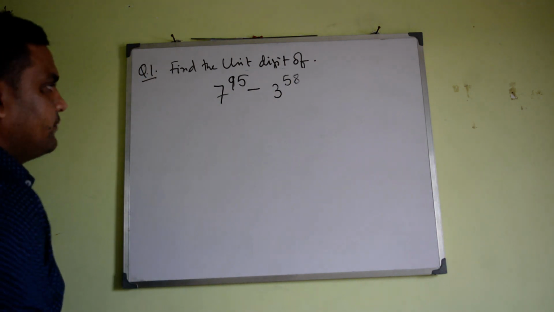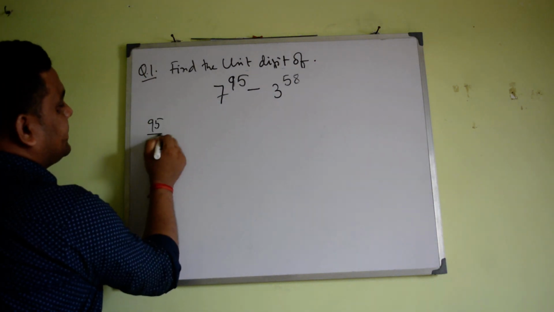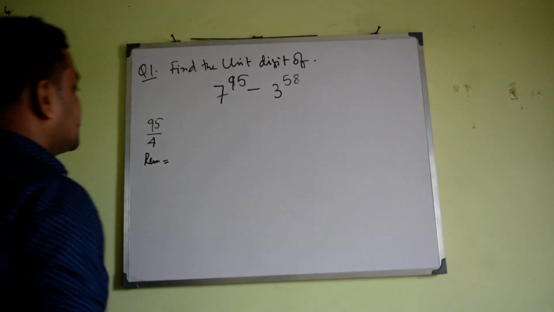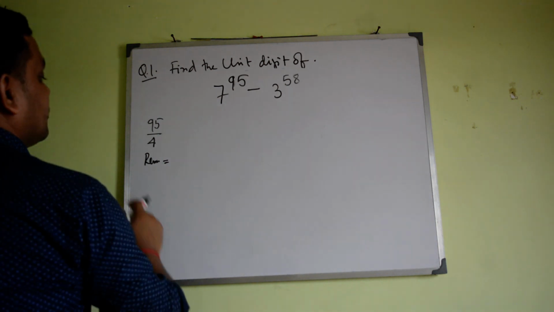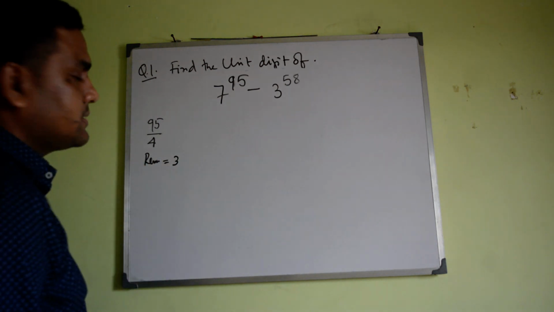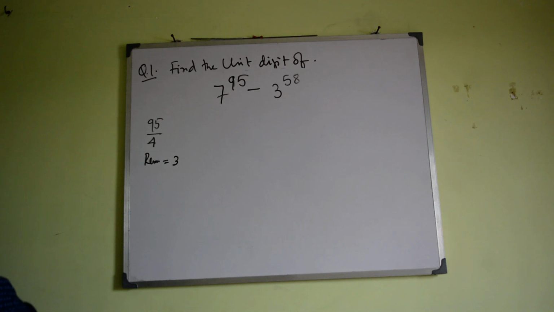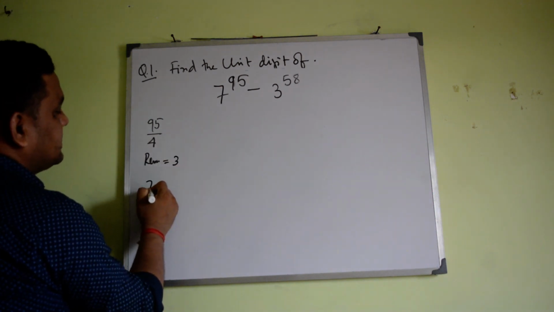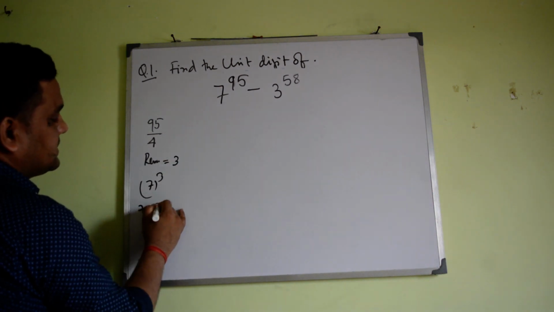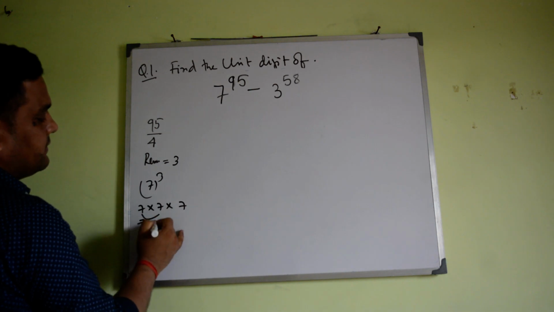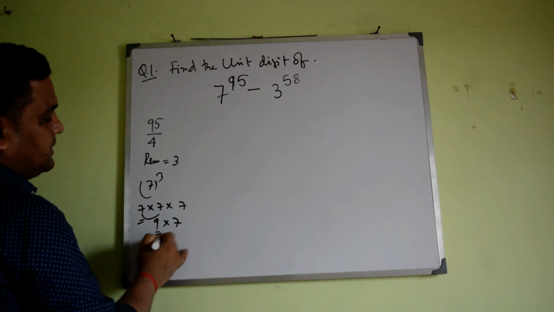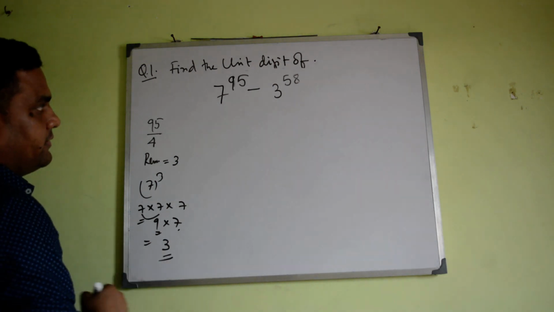How to do this? Very simple. Here 95 divided by 4. So what is your remainder? Your remainder is 3, because 23 into 4 gives you 92. So 3. And what is your unit digit? So 7 cube. That means 7 into 7 into 7, 7 times 7 is 49. So we'll take the last digit 9. 9 into 7, 63. So take the last digit 3.